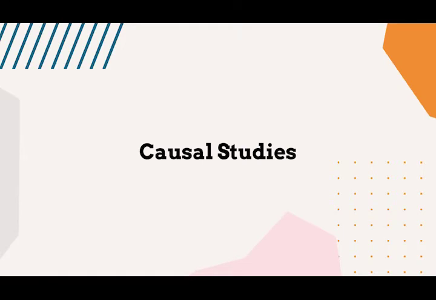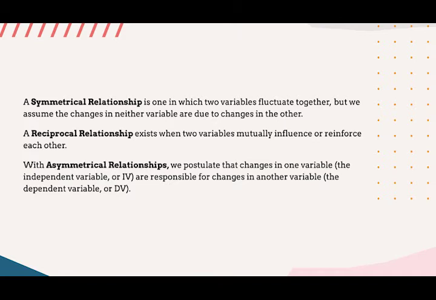The next studies is causal studies. We will have three relationships in this study. The first one is a symmetrical relationship, which is one in which two variables fluctuate together, but we assume that the changes in neither variable are due to the change in the other. The next relationship is reciprocal relationship. It exists when two variables mutually influence or reinforce each other. The last one is asymmetrical relationship. We postulate that changes in one variable are responsible for changes in the other variable.